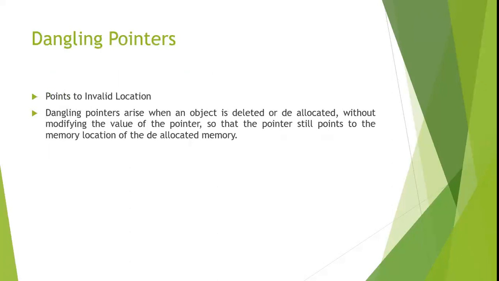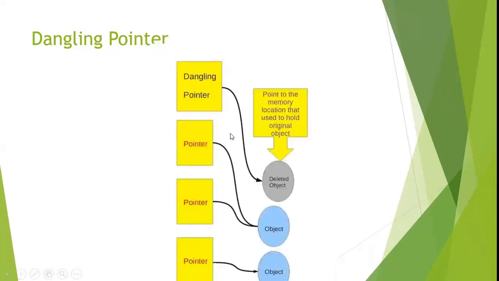Next is dangling pointer. Now what is a dangling pointer? A dangling pointer is a pointer which is pointing to an invalid location. What does this mean? It means that a dangling pointer arises when an object is deleted or deallocated without modifying the value of the pointer, so the pointer still points to the memory location of the deallocated memory. Now let's take an example. This is the example of a dangling pointer.